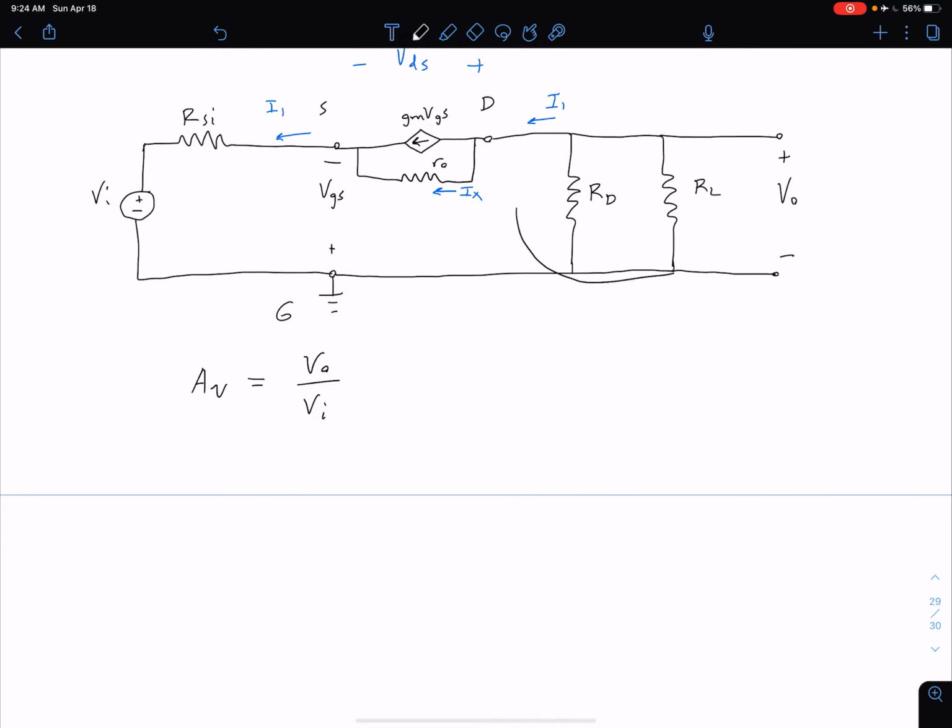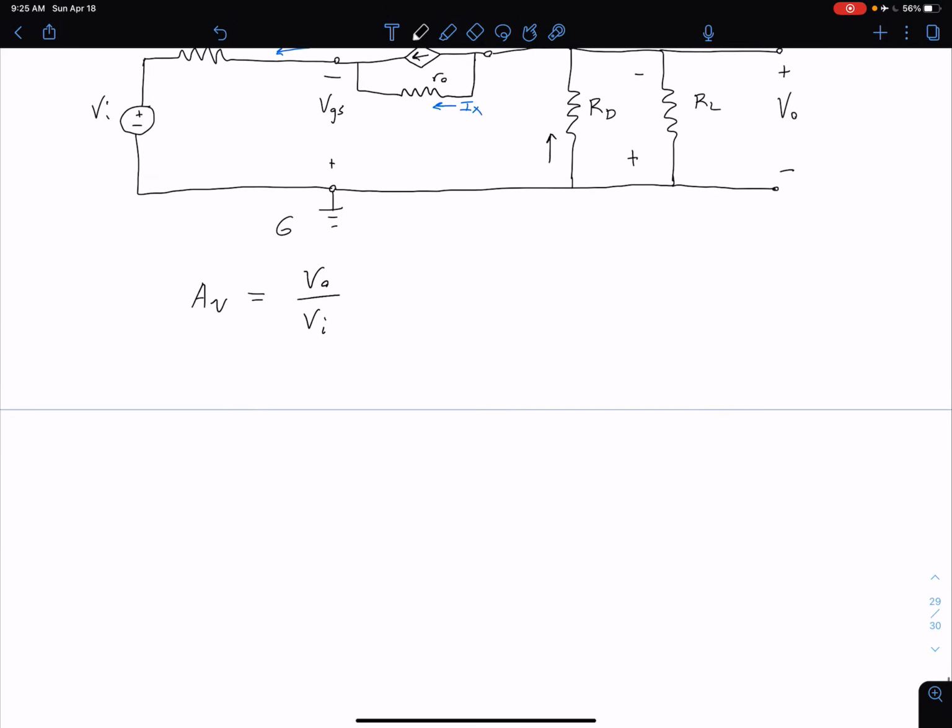I'm going to combine these 2 resistors in parallel, and we can see we're going to have I1 going through those resistors, flowing upward such that we create a voltage drop like this. As we've often seen before, that polarity is opposite of the output voltage polarity, so we're going to need a negative sign in our equation. So we can write that V out is equal to negative I1 times RD in parallel with our load resistor RL.